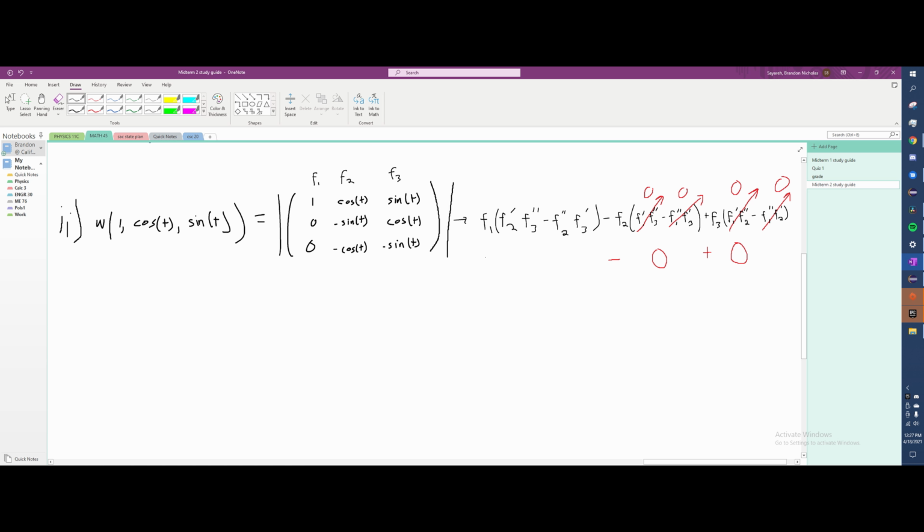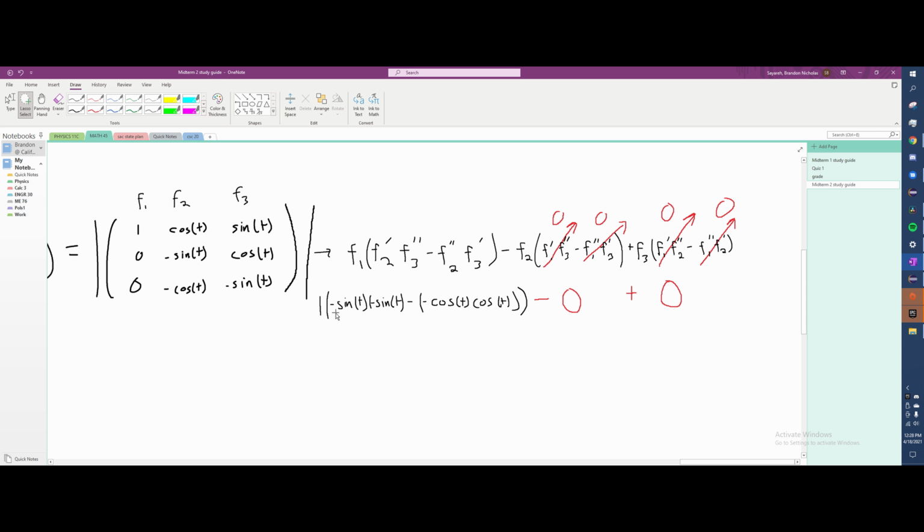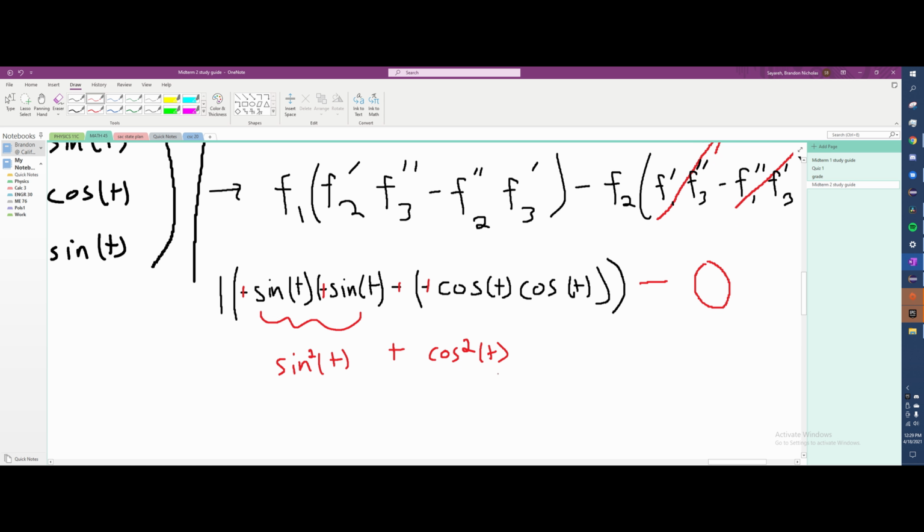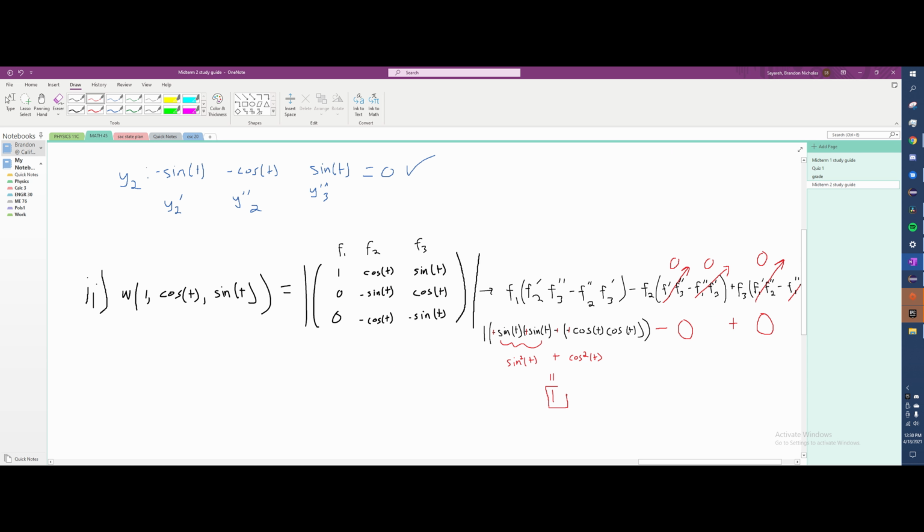So that means we're going to have 1 in parentheses, negative sine t times negative sine of t, minus cosine of t times negative cosine t. What we can do here is combine these negatives to make a positive, making this sine squared of t, and then this also becomes positive, so we have plus cosine squared of t. And sine squared of something plus cosine squared of the same thing is equal to 1. So our final answer is 1. This is what we get from our Wronskian.